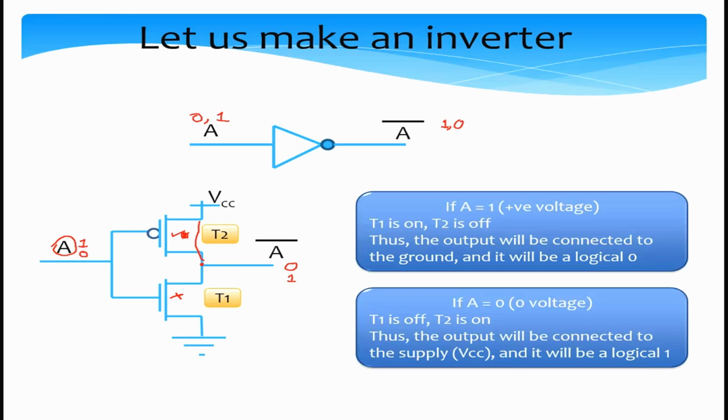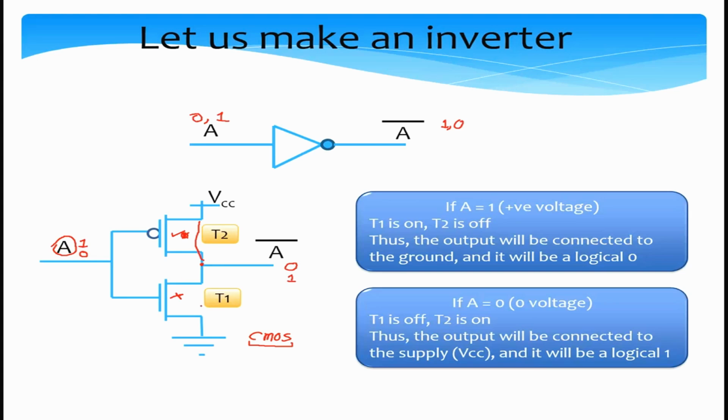Alright, so if I have a logical 1 here, the output is a logical 0, and if I have logical 0 as the input, the output is a logical 1. So this acts as an inverter. This kind of circuit is a combined NMOS PMOS circuit, so it's called a CMOS circuit. It has both NMOS elements and PMOS elements.